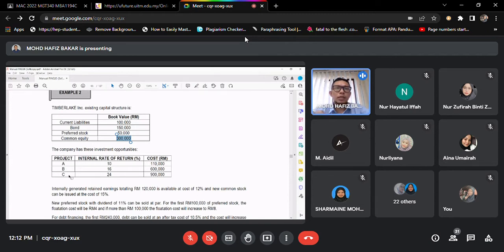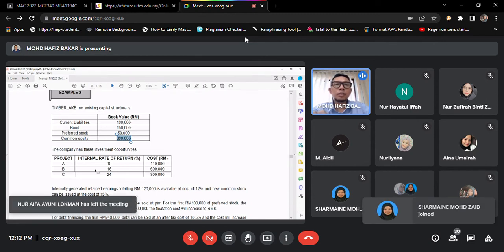Okay, and then they also provide the information for the expected rate of return for each of the projects. Okay, so the company has 3 projects to be selected: Project A, B and C, and the internal rate of return for each project is like this. Project A 10%, Project B 16% and Project C 24%. This is the expected return. And then each of the projects also has a cost. Okay, for example, Project A 110,000 cost, Project B 600,000 cost, and Project C 900,000 cost. Okay, so this is for your step number 7.